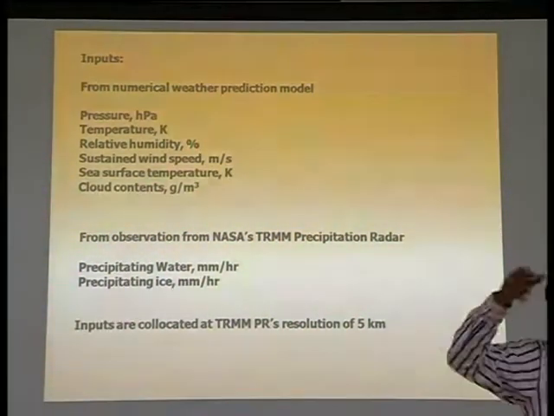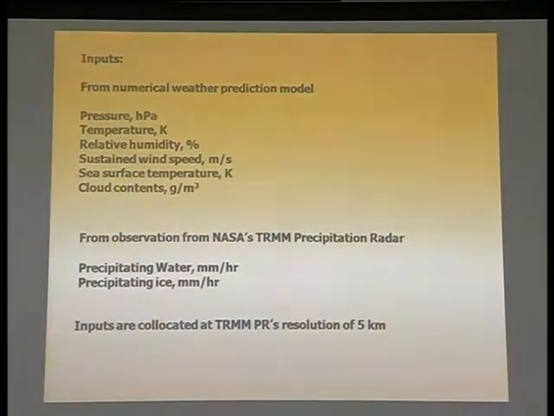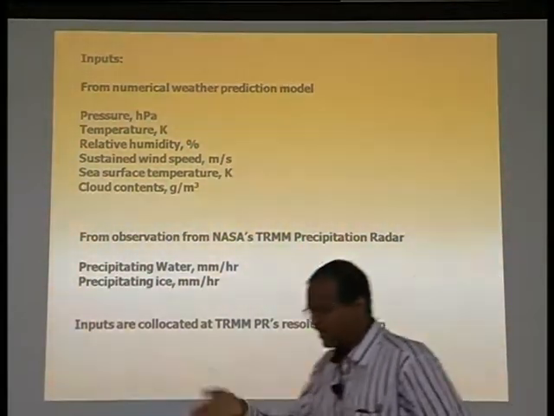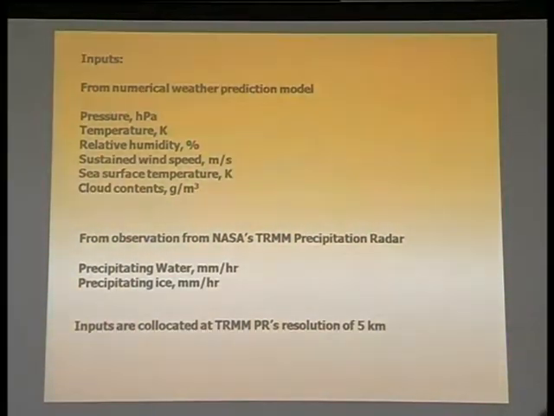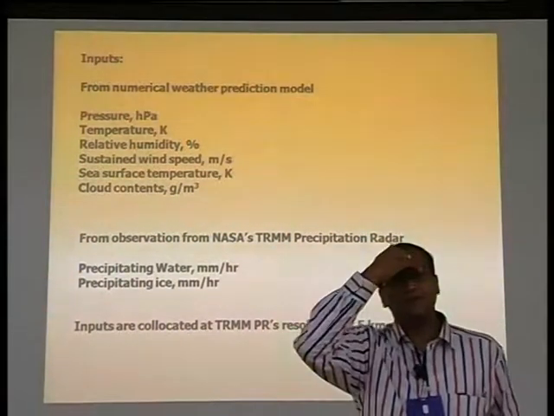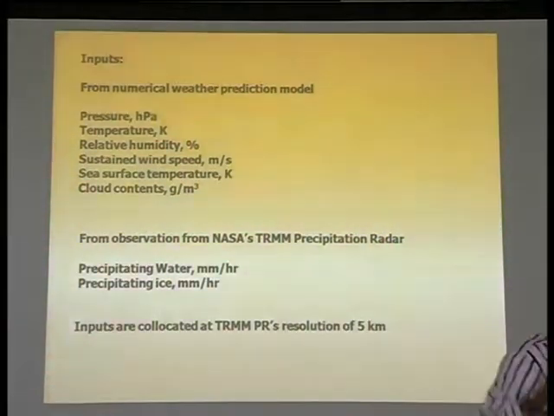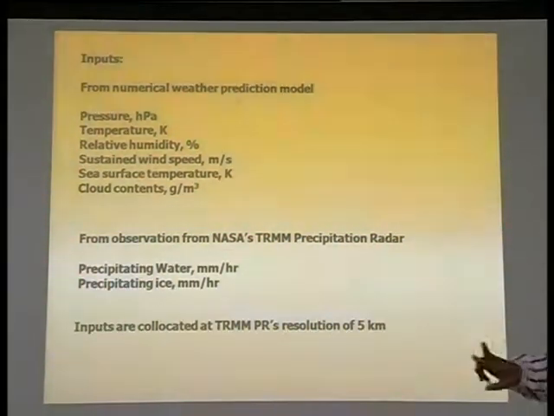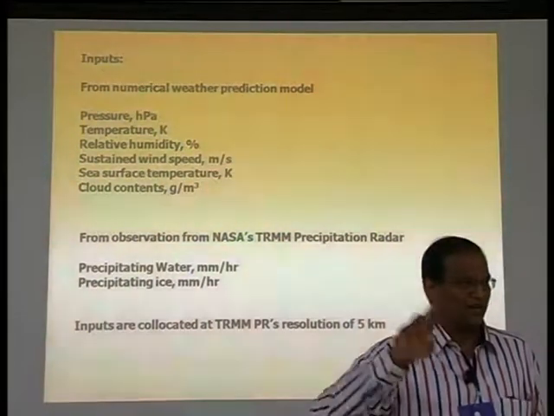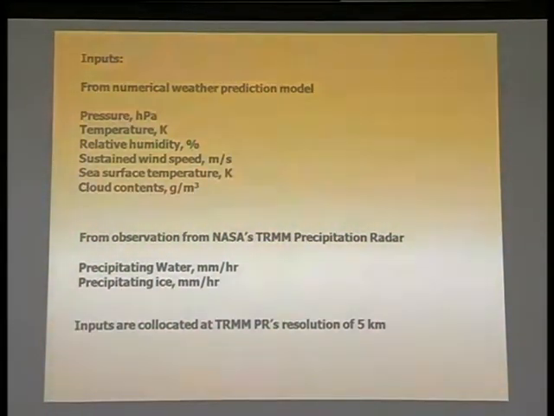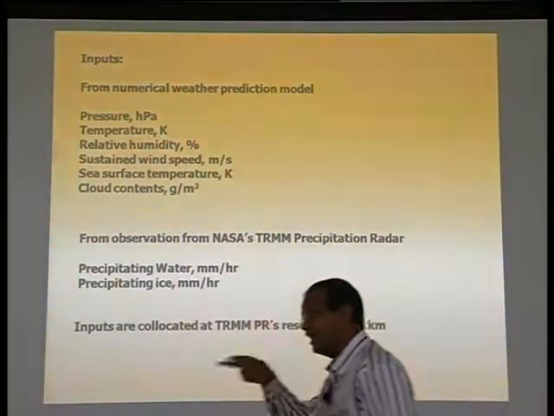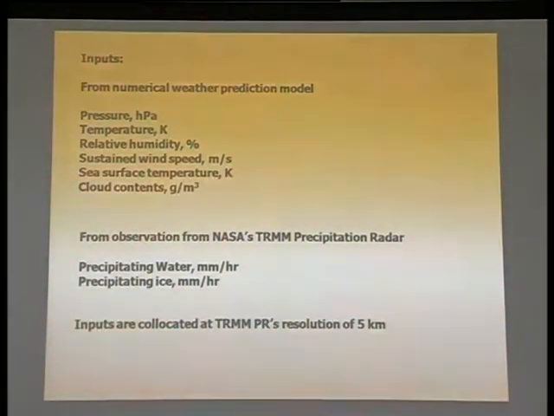So, fortunately for us, the TRMM mission also has a precipitation radar. The precipitation radar is more accurate than the microwave imager because it is an active instrument. From the reflectivity, the echoes, you can get the precipitating water and the precipitating ice. So we used precipitating water and precipitating ice from NASA's precipitation radar, cloud liquid water and cloud ice from the WRF predictions, and humidity and temperature from WRF in training our radiative transfer model. So this is one part of the story.